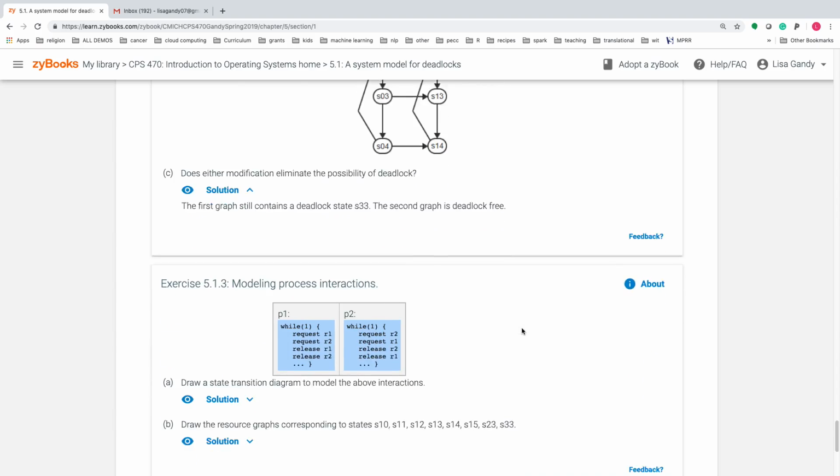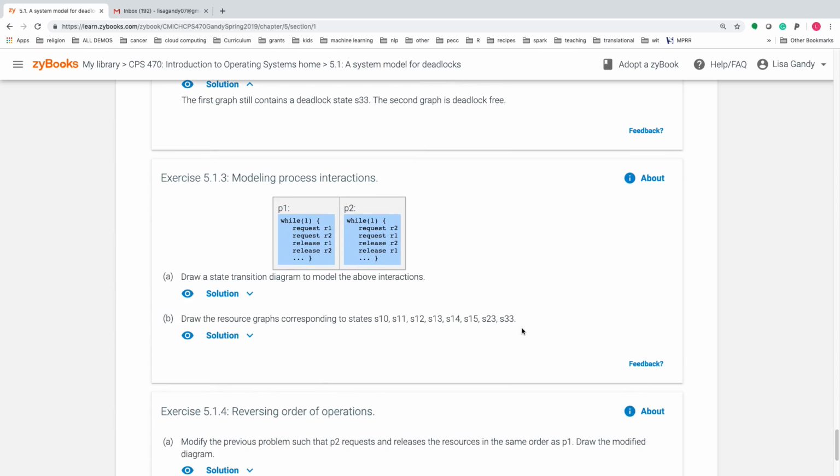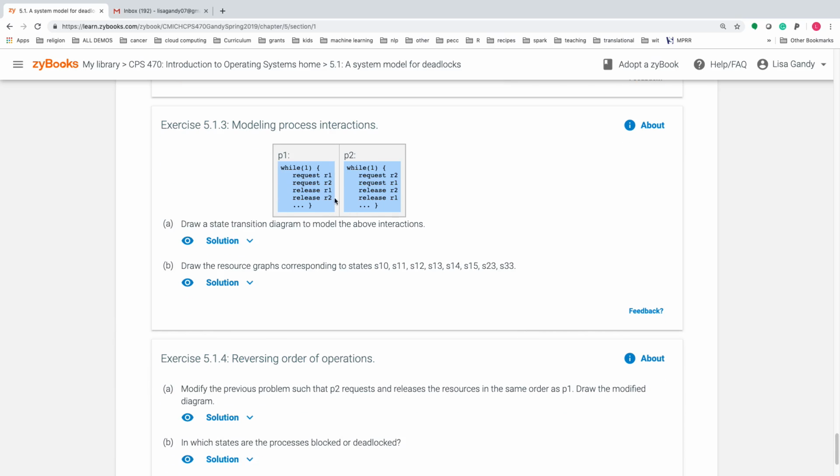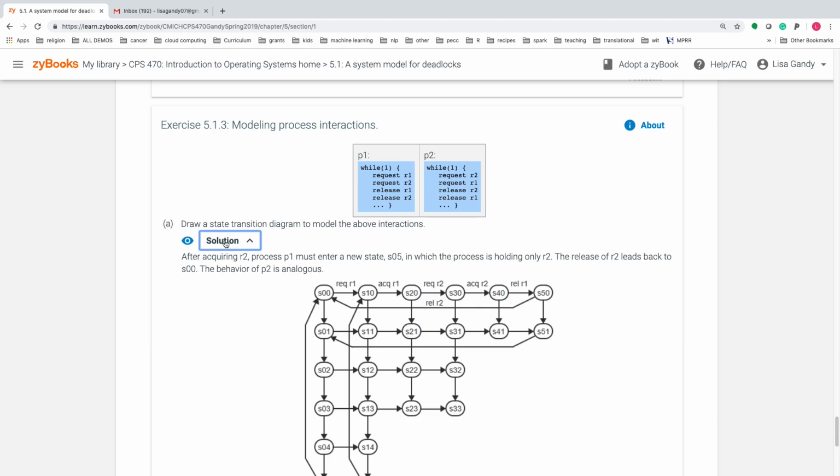That's cool. Okay. Now we've got these two process interactions. P1 requests R1, requests R2, then releases R1, releases R2. P2 requests R2, requests R1, releases R2, releases R1. So let's see what we draw.